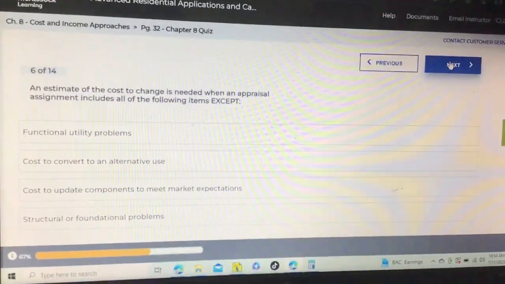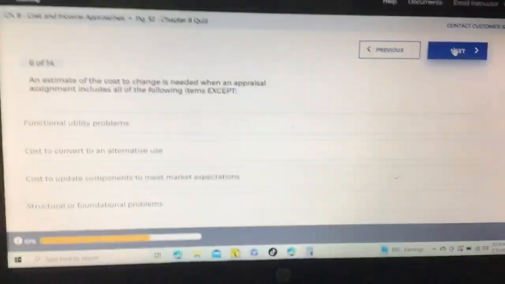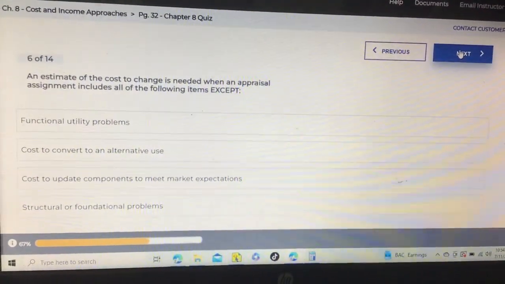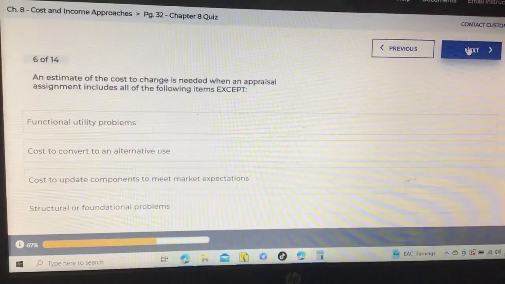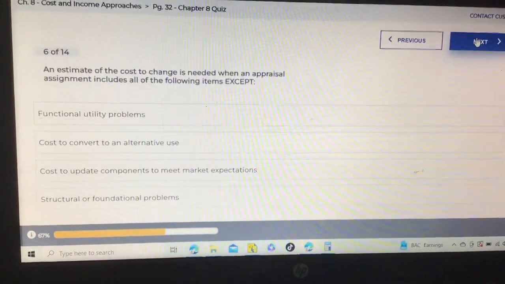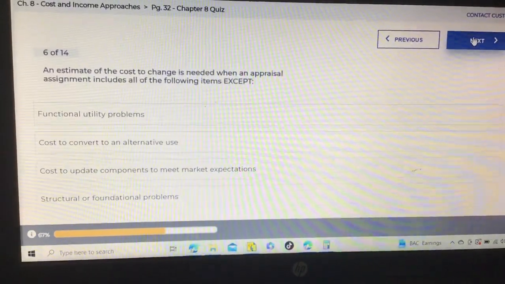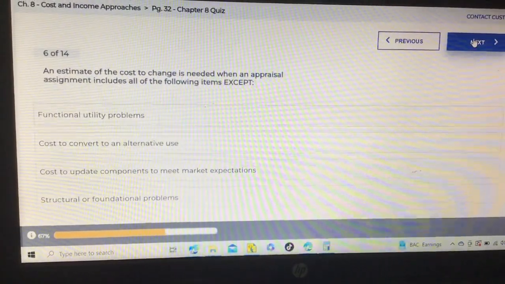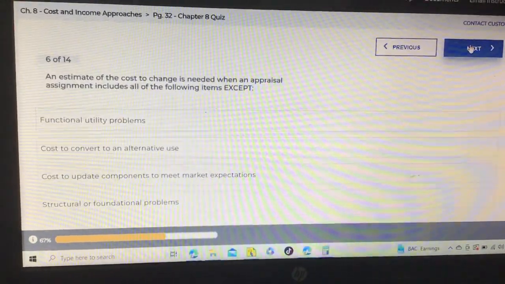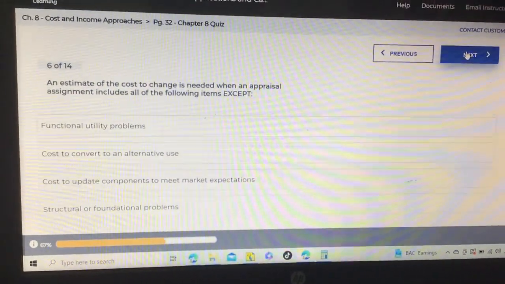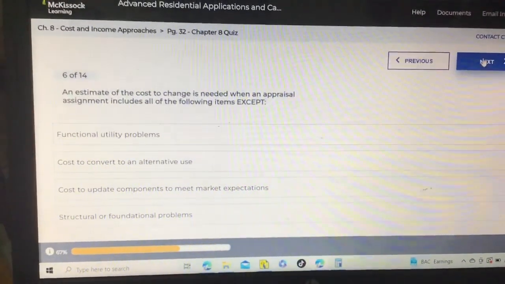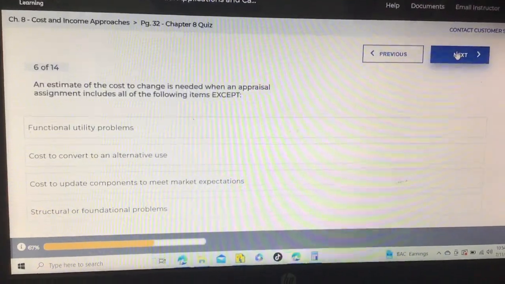Number 6. An estimate of the cost to change is needed when an appraisal assignment includes all of the following items except A, functional utility problems, B, cost to convert to an alternative use, C, cost to update components to meet market expectations, or D, structural or foundation problems.